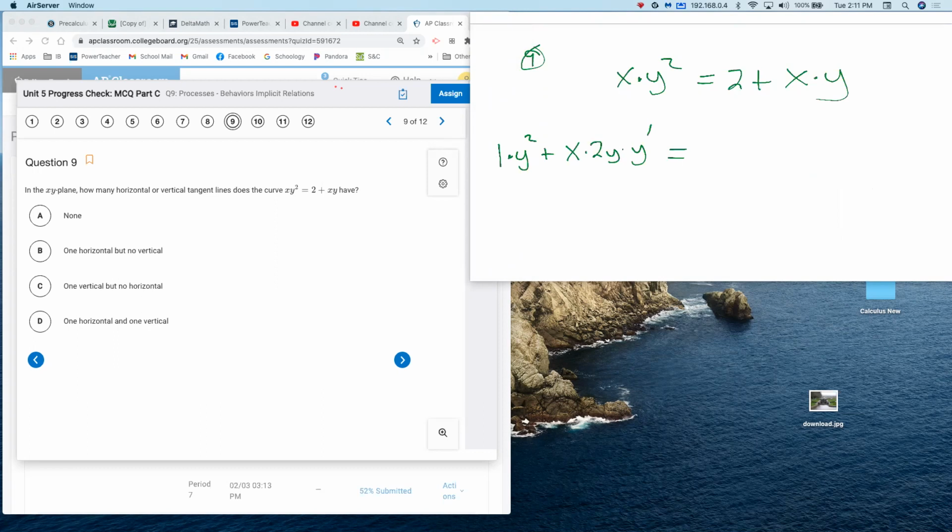If I differentiate the right side, I would have 1 times y plus x times y prime. Any questions on that? Okay, so to keep on going with this, now I would have to get all the y prime stuff on one side. So I'll just get it on this side.